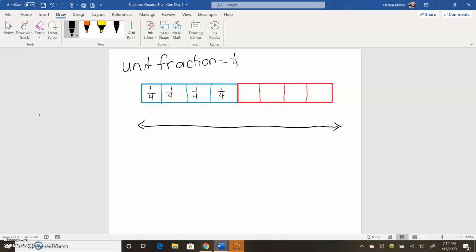In my shape over here, I have 1, 2, 3, 4 equal parts. So I know that 1 out of the 4 parts is 1/4. 1 out of the 4 parts is 1/4. And 1 out of the 4 parts is 1/4.